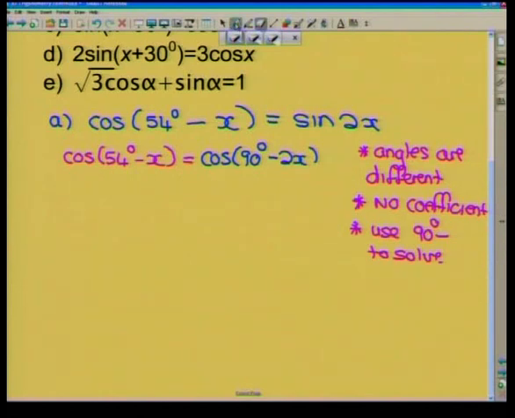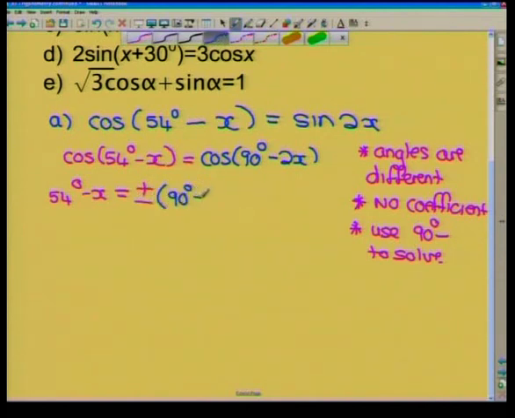Now, once I'm here, I can see that I have the same angle, same ratio on both sides, different angles. So according to my definition, I can go 54 degrees minus x equals plus or minus 90 minus 2x plus k 360, k an element of z. Of course, we know we're near finished, but it's the start.